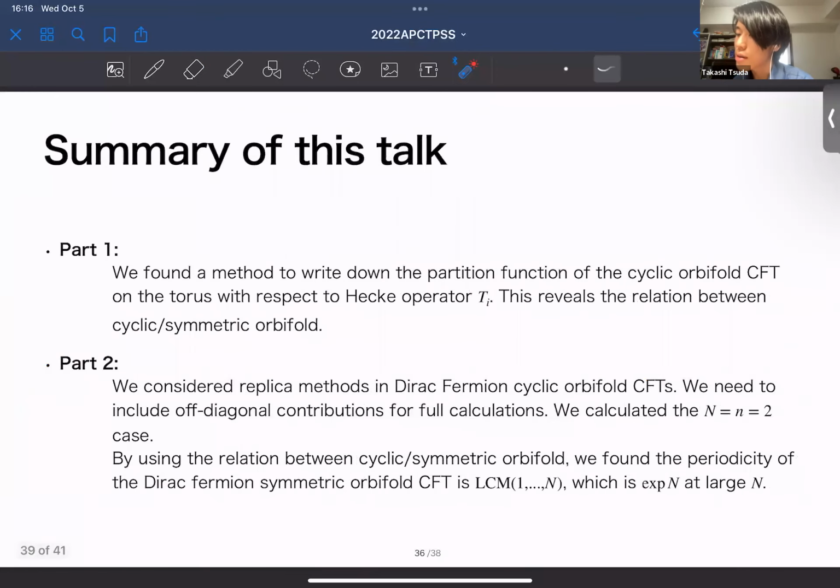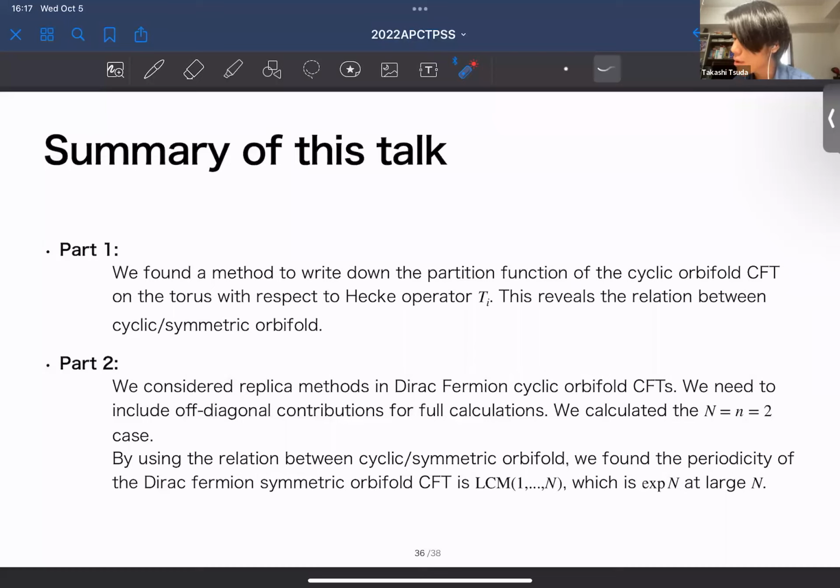Okay, let me summarize this talk. In the first half, we found a method to write down the partition function of the cyclic orbifold CFT on the torus with respect to Hecke operator Ti. And this reveals the relation between cyclic orbifold CFT and symmetric orbifold CFT. In the latter half, we considered replica methods in Dirac fermion cyclic orbifold CFTs. And here we find that we need to include off-diagonal contributions for full calculations of Renyi entropy. And we succeeded to calculate the case where N is capital N and lowercase n is 2Ks.